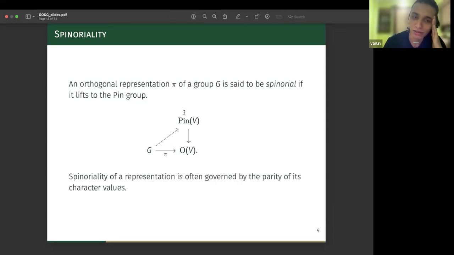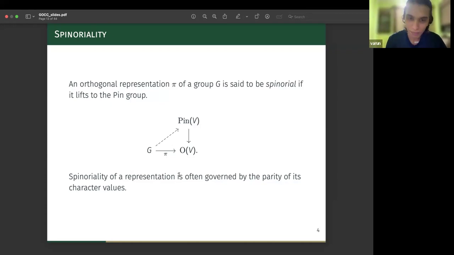Now, recent work for many groups has shown that spinoriality of a representation is often governed by the parity of its character values, especially the dimensions. For example, when we are looking at Lie groups, it's not just the parity, it's governed by the dimension or the character values being highly divisible by a power of 2. What that means is that for all families of simple Lie groups, if the dimension of the representation is divisible by a large enough power of 2, that's enough to guarantee that your representation will be spinorial.